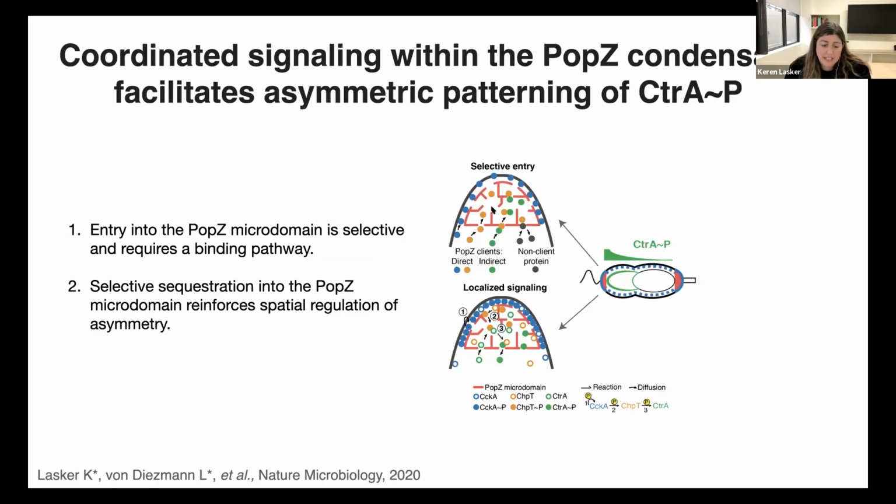So to summarize this section, what I'm hoping you're now convinced of is that coordinated signaling within this POP-Z condensate facilitates asymmetry patterning of this master transcription factor CTRA, and specifically that entry into the POP-Z microdomain is selective and requires the binding pathway, and that selective sequestration into the POP-Z microdomain reinforces spatial regulation of asymmetry.